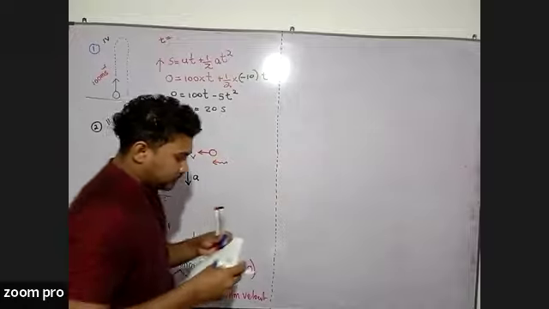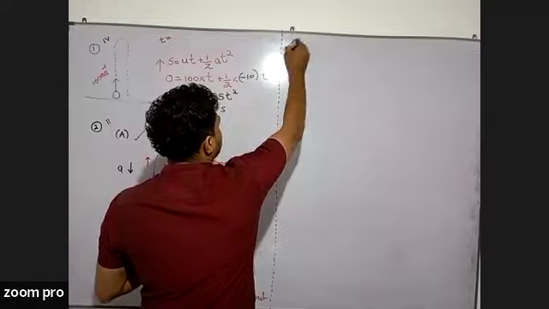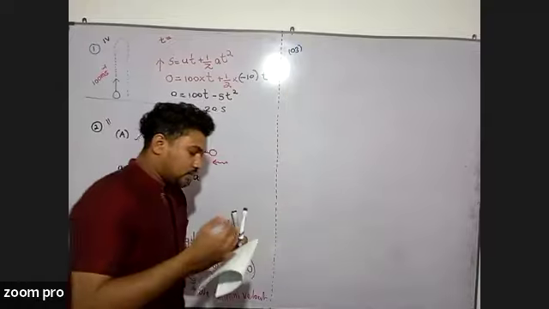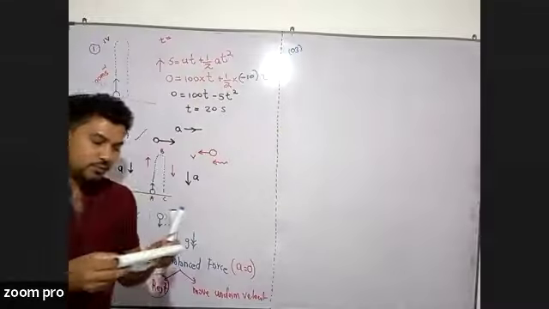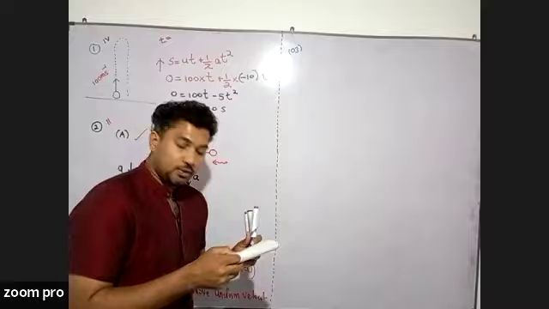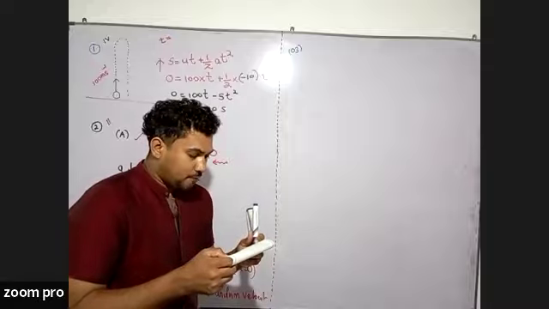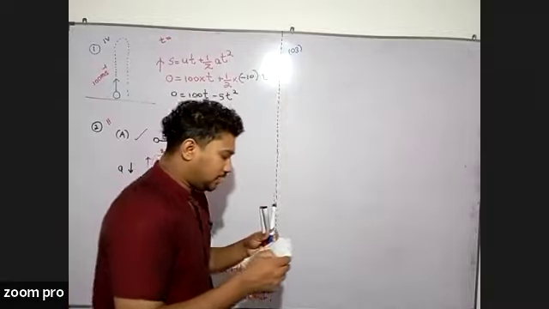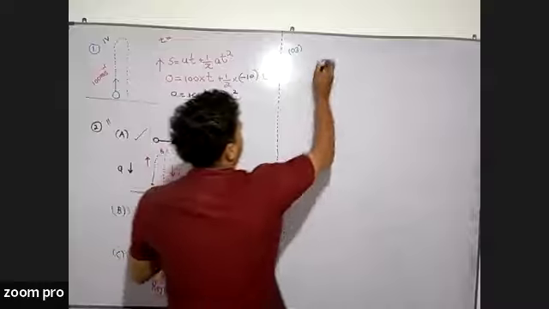Right. In the third question, a particle moves first a distance with a uniform velocity of v and next a distance with a uniform velocity of 2v. What is the average speed of the particle, right?